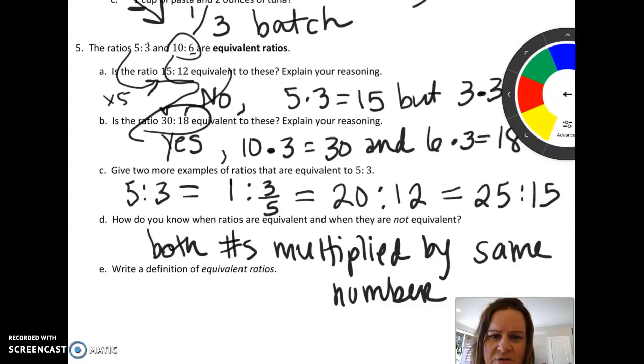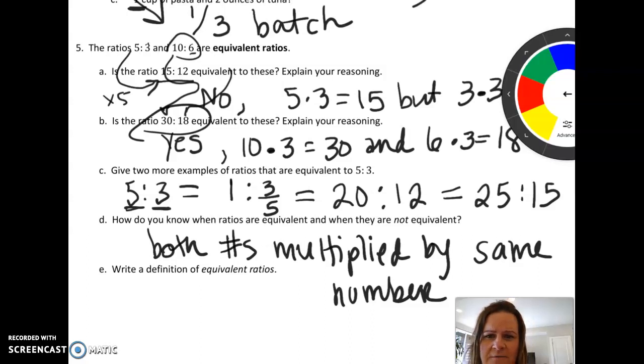Two more examples of ratios that are equivalent to 5 to 3. So remember, I could write these forever. This doesn't end. So you could multiply, as long as you're multiplying both of these values by the same number, you can just keep going. So anything you have here that works for that, you can mark correct.